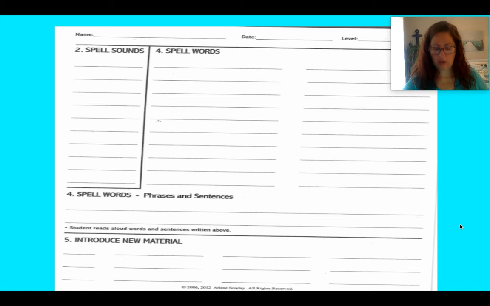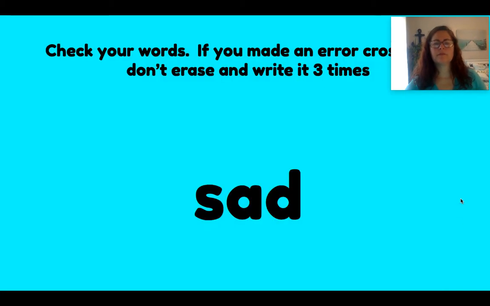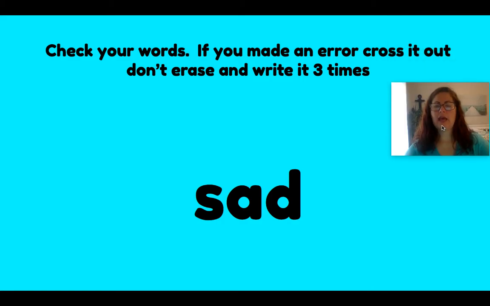If you did not write a word correctly, cross it out, do not erase, and write it 3 times. Sometimes we can see patterns with the errors. This is sad. If you made an error, cross it out and write it 3 times. Pause the video while you do this.